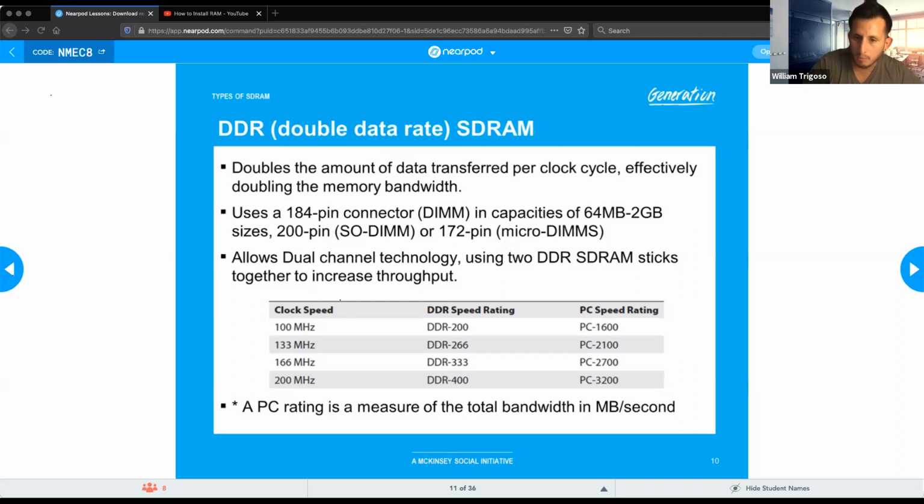Doubling of the data rate will do what? It will transfer per clock cycle. It'll send out a pulse twice instead of one time per clock cycle. So at the bottom of the wave and at the top of the wave. So down here and up here.